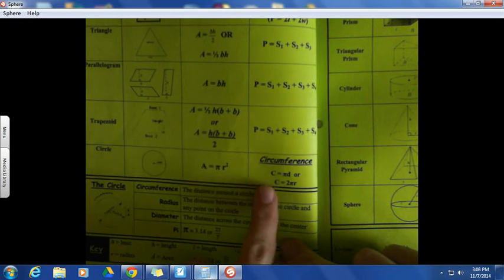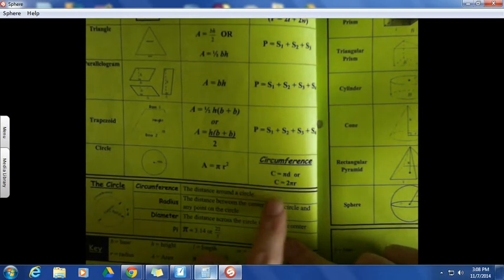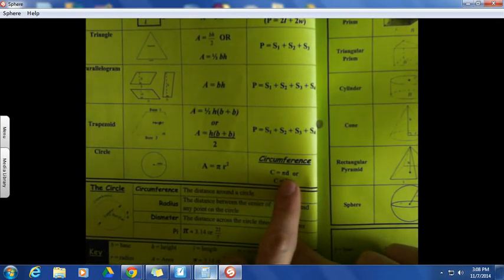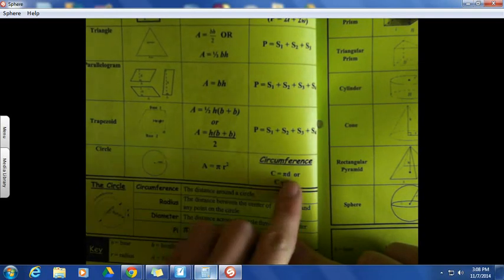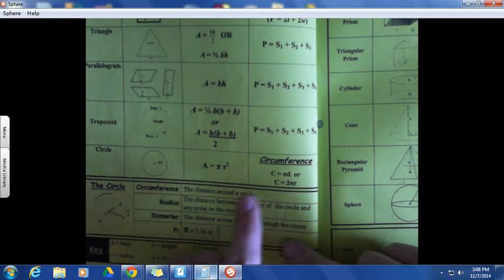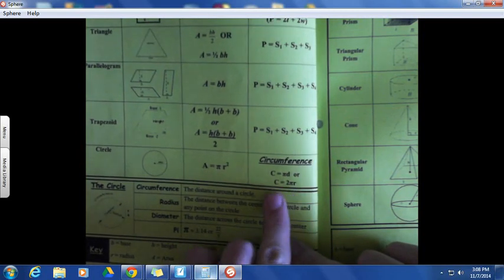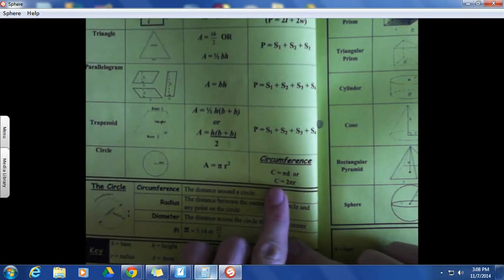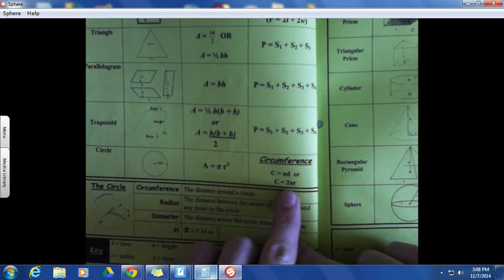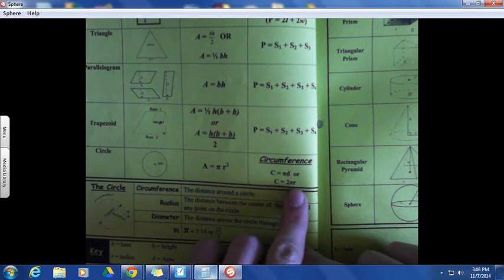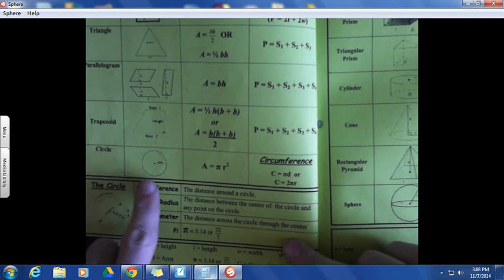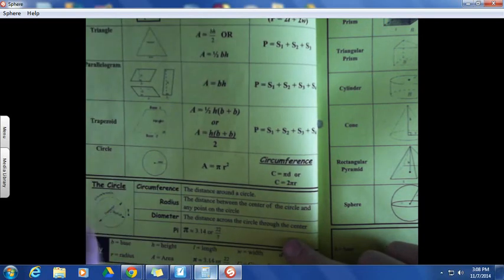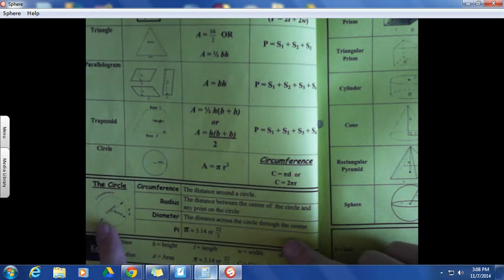Here we have a few different formulas. If you have the diameter, the formula is circumference equals pi times d, which stands for diameter. If you have the radius, your formula is circumference equals 2 times pi times r, which stands for radius. Remember that radius is the distance from the middle to the outside, and diameter is the distance all the way across the circle.